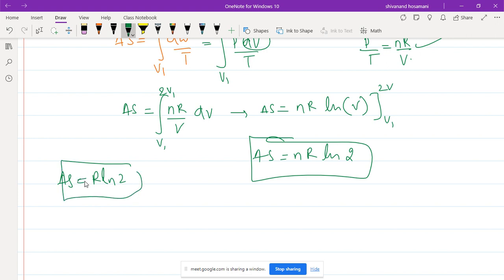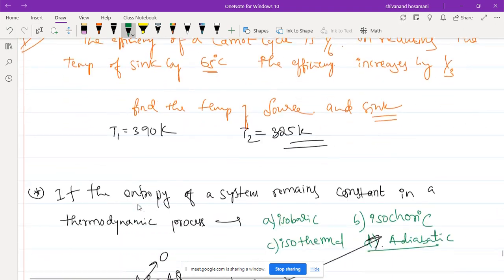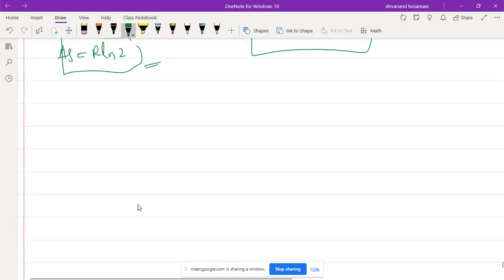This was also asked once in the exam. Okay. Is this clear to all, how to solve the problems based on these? Okay. Now next we are going to discuss how to convert PV diagrams into TS diagrams.